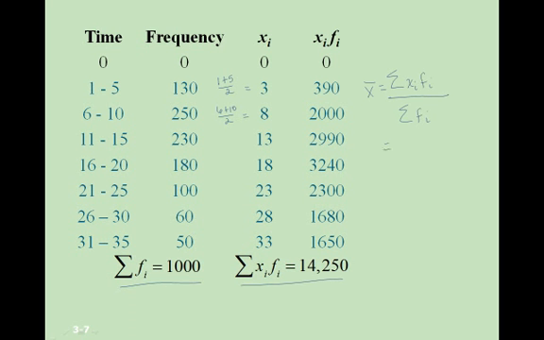So you take the sum of this last column, the 14,250, and we're going to divide that by the 1,000, which was our sum from our frequency column. And we see that we get then a value of about 14.25.